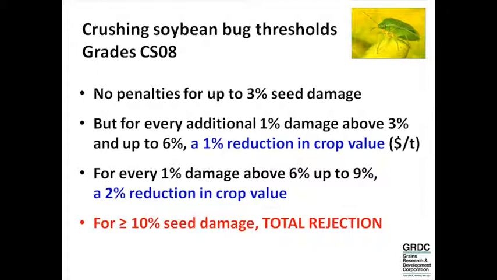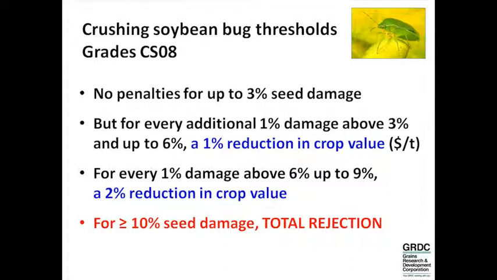So the crushing ones, the edible ones, are quite simple relatively. For crushing beans, there's no penalties, again, up to 3% damage. But for every 1% damage above 3% and up to 6%, you get a 1% reduction in crop value. Sounds complicated. You don't want to be doing that on the back of an envelope. For every 1% damage above 6% up to 9, you get a 2% reduction. So once you get above 6%, things are hotting up. And once you get to 10% damage, you get total rejection.